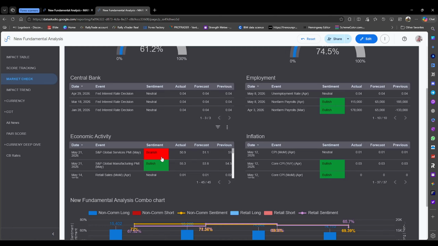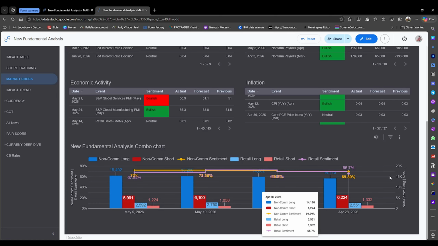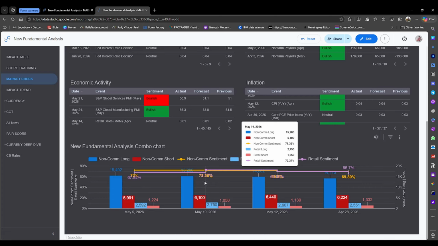And then for inflation data, the CPI and core CPI is really good. You can see how bullish they've been, while the core PCE price is neutral. Then, if you look at what the COT data says, the non-commercial traders and the retail traders, the leverage fund traders, right? The yellow line stands for the main sentiment of the non-commercial traders. And what we have here is the recent week, which is the 12th of May to the 19th of May 2025.